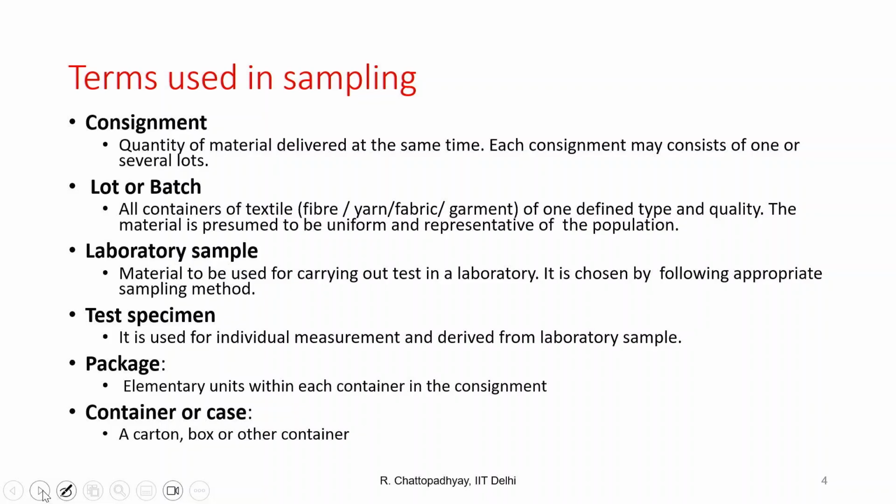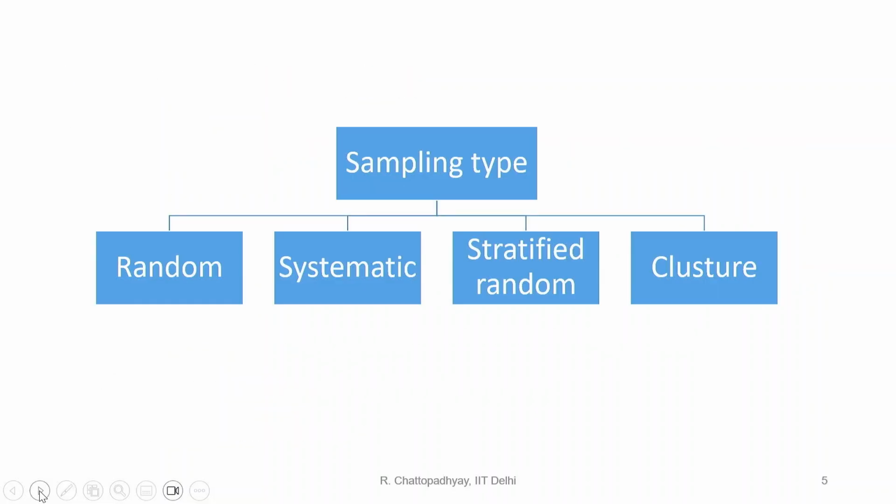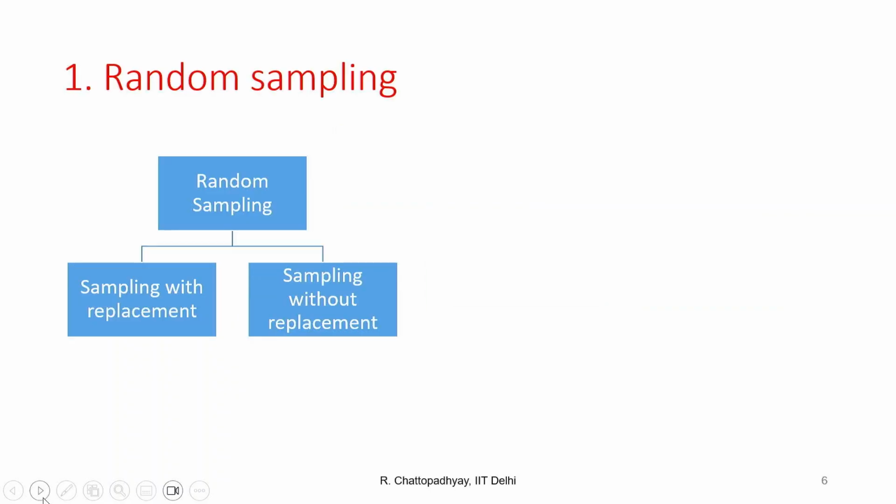Next, sampling type. There are 4 types of sampling, as shown here: random, systematic, stratified random, and cluster. These are the 4 types of sampling techniques, and we are going to discuss each of them one by one. First, we start with random sampling.